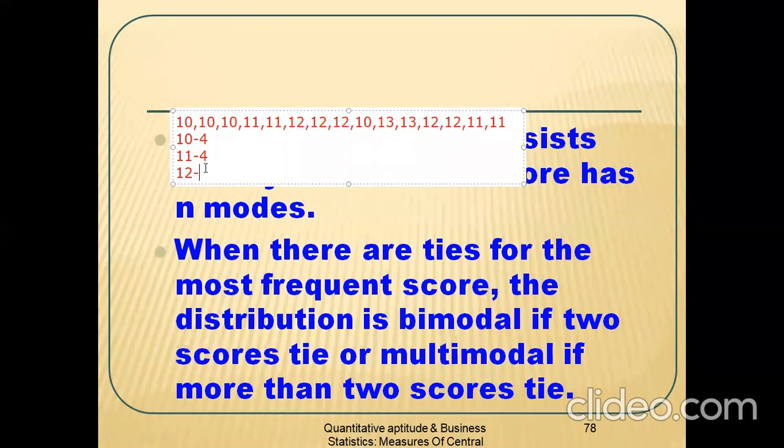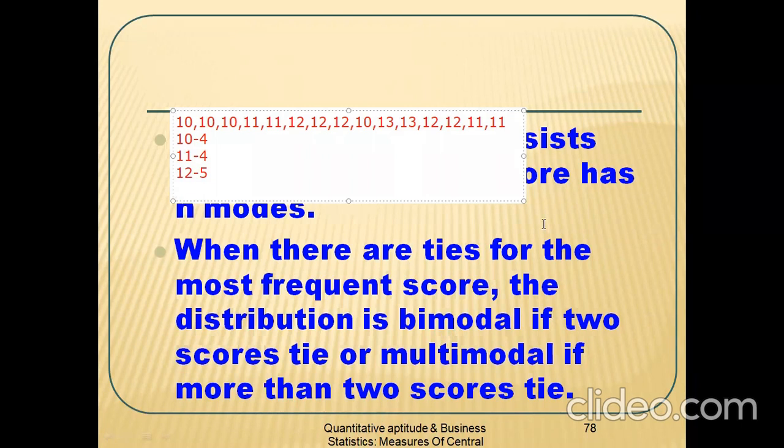So 5 times is there. Okay. So in the given set of distribution, how many modes are there? There is only one mode in the given distribution. As there is only one mode, what should we call the distribution? It is considered a unimodal distribution. So the distribution is said to be a unimodal distribution.